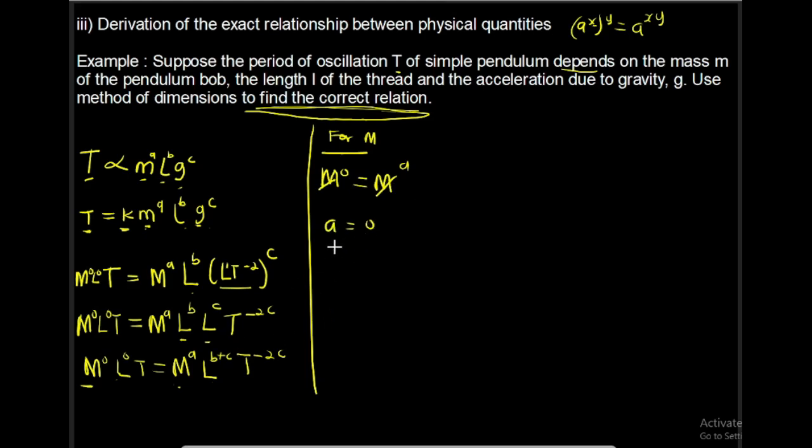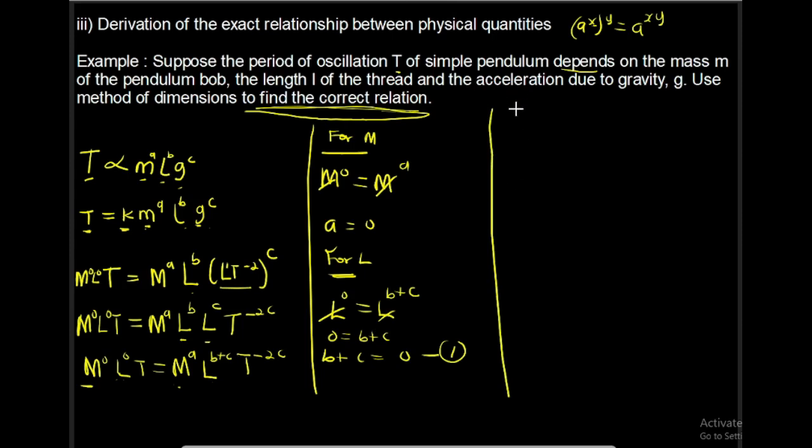And then we'll go to dimension L. So for L, we have L raised to power 0 equals L raised to power b plus c. Now you discover that L is also appearing on both sides, so we'll cancel them out. Then we have 0 equals b plus c, which is the same thing as saying b plus c equals 0. We need to get the value of these unknowns. At this point, we cannot get b and c because there are two unknowns in one equation, so we'll just label it equation 1 so that we can substitute later and get our answer.